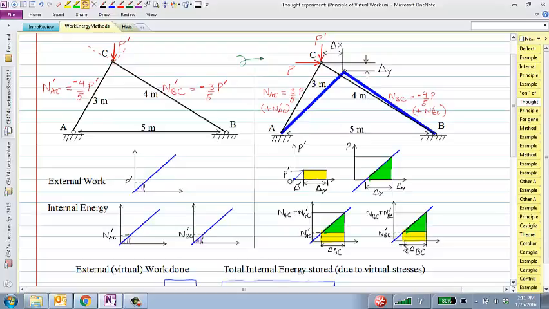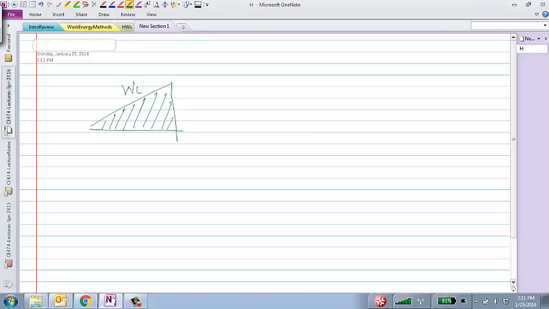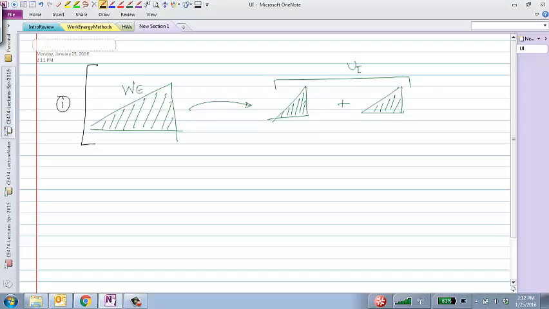Is that logic making sense? All right, let me try again. So I have some green triangular area. That's the external work done. And I'm saying that all of that external work done gets stored as internal energy within the two members of the truss. So if I did not apply the P prime, the virtual load, I should be able to say that yes, this green area of the external work done is indeed equal to the sum of these two green areas of the internal energy stored. So that's part one of the argument.